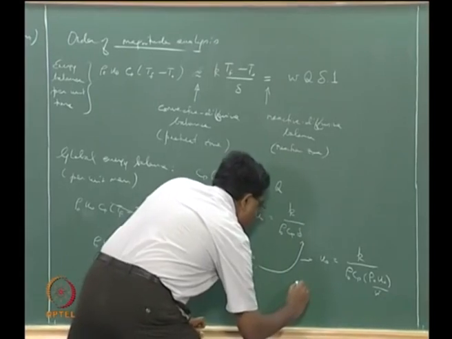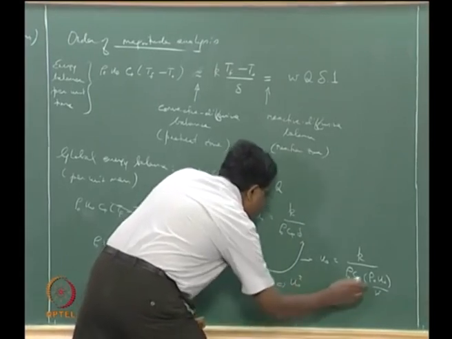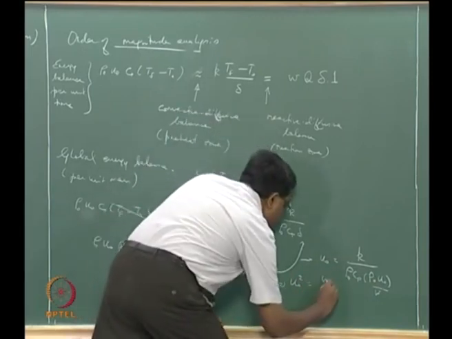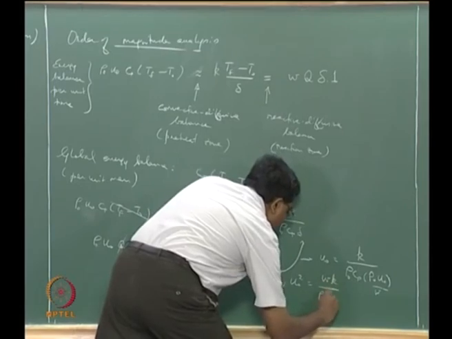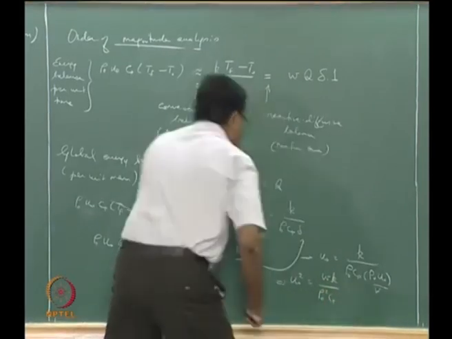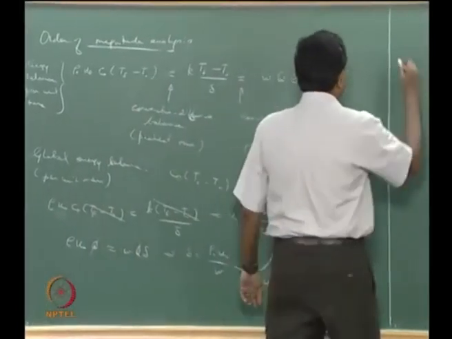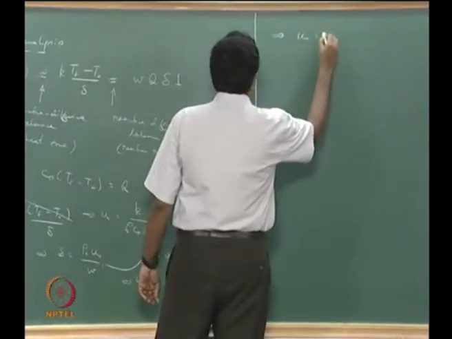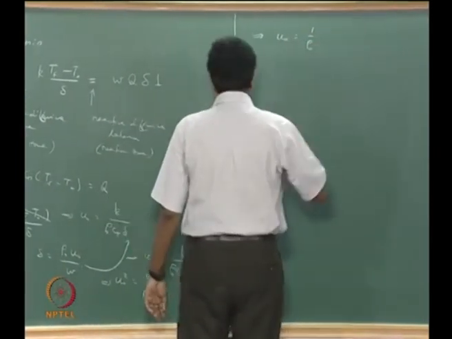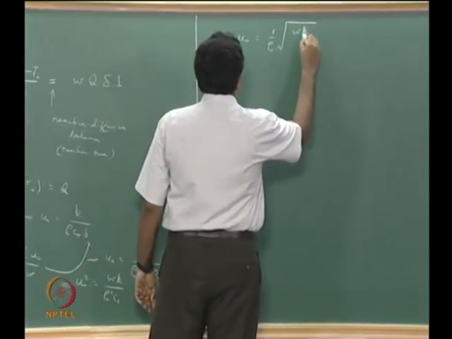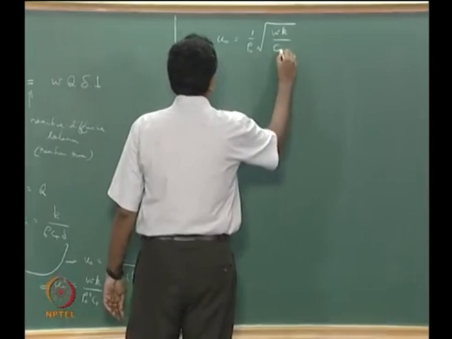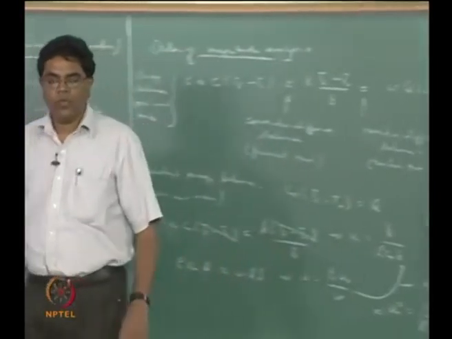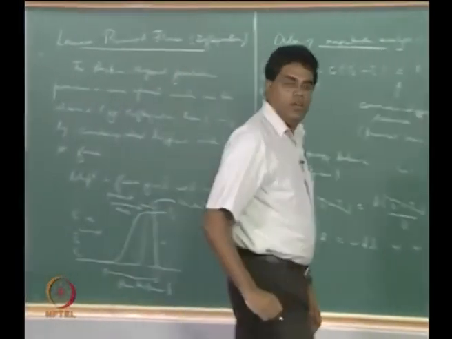You can take the u naught to the left hand side, you get u naught squared equal to w k divided by rho naught squared Cp, all right, which implies u naught equals 1 over rho naught times the square root of w k divided by Cp. This is the first cut estimate that we have had for the flame speed. So this is essentially the laminar flame speed.